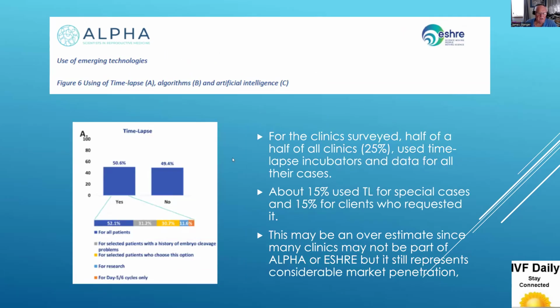And the last three on time lapse. Half the clinics have time lapse and half don't. And of those with it, they apply time lapse to all their embryology. So 25% of all clinics use time lapse for everything. 15% use time lapse for special cases, and 15% for clients that request it. This might be an overestimate in the whole world, since many clinics may not be part of the Alpha SRA group, but still represent considerable market penetration. And there's a lot to be said for how we will be describing embryos both in timing and descriptors based on the one-dimensional aspect of time-lapse imagery.